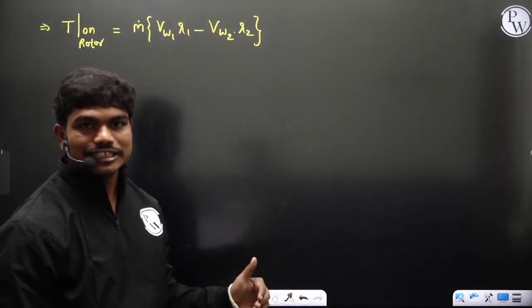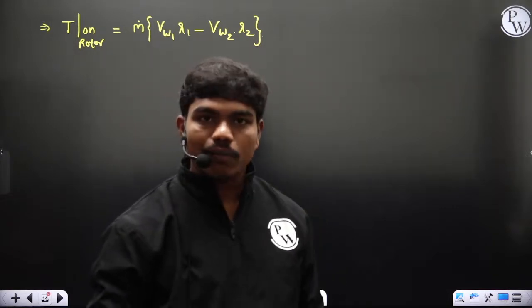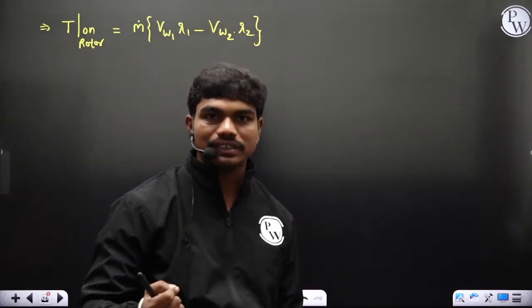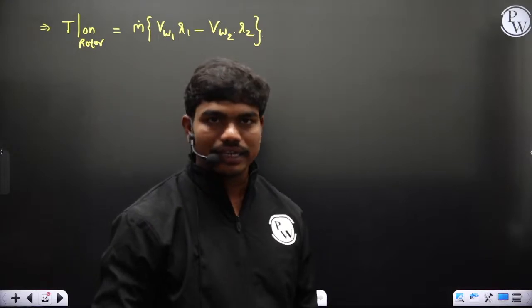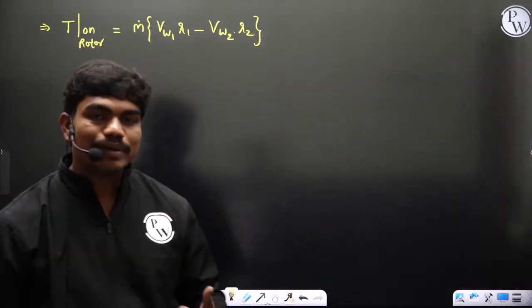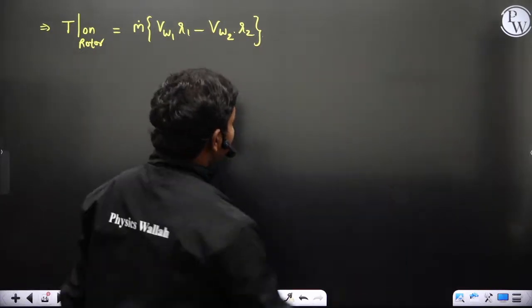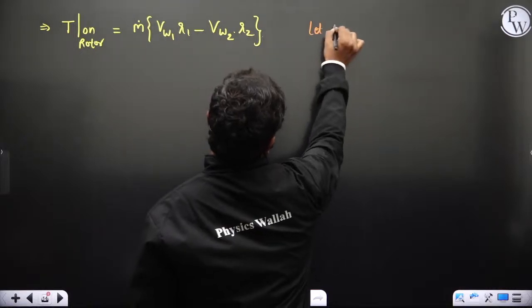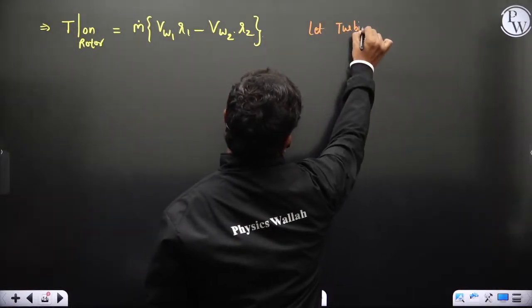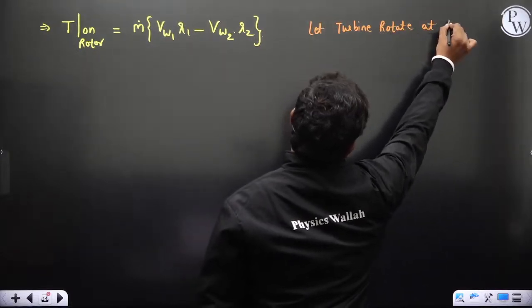So this is the energy delivered, or the torque delivered, to the rotor by the fluid. Now normally, more than torque, we are interested in power. What is the power that is generated? So before going for efficiencies, let us try to understand what power is delivered by the fluid to the rotor. Now let us say this turbine is rotating at an angular speed of omega. Let the turbine rotate at omega speed, for example.